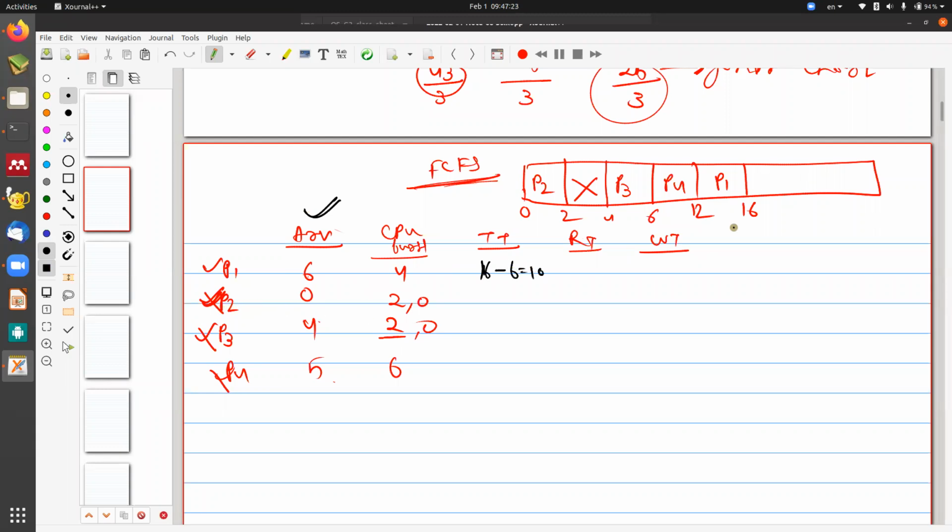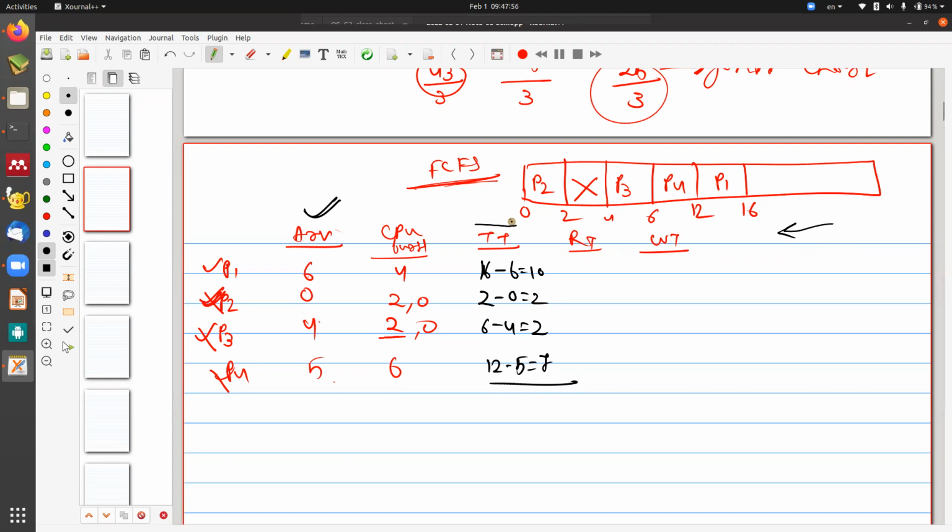फिर बोलिए P2 का यहाँ से देखोगे, P2 यहाँ 2. सो 2 लिख दीजिए. सो कब आया था? 0 पे. सो 2 माइनस 0, 2. देन अगेन P3 6. So 6 minus 4 become 2. Then P4 here. P4 का यहाँ 12. So 12 minus 5 is 7. Got it? Yes, sir. ठीक है ना?